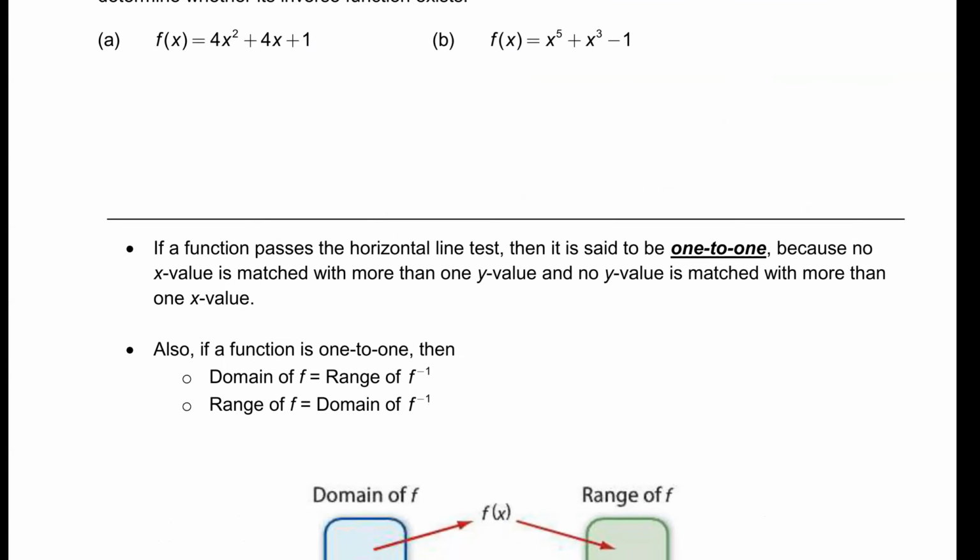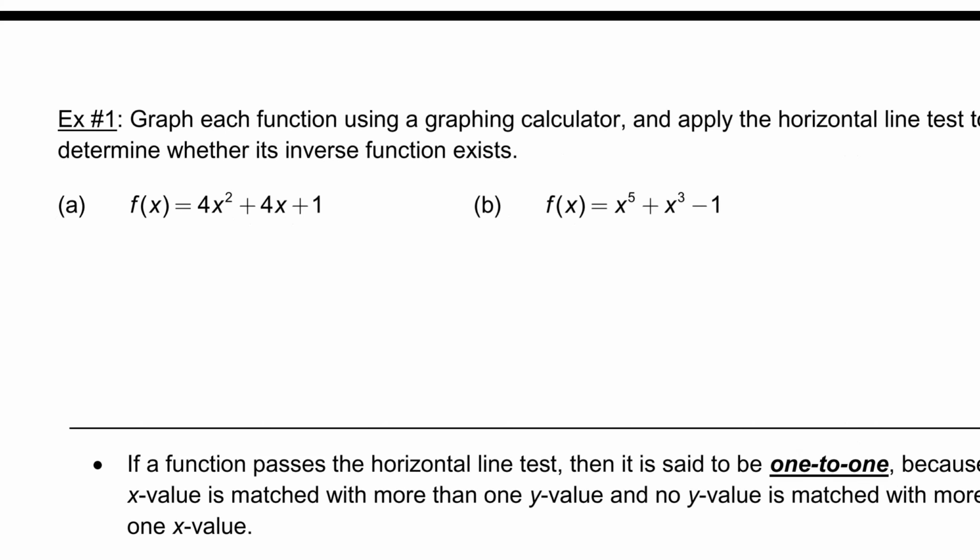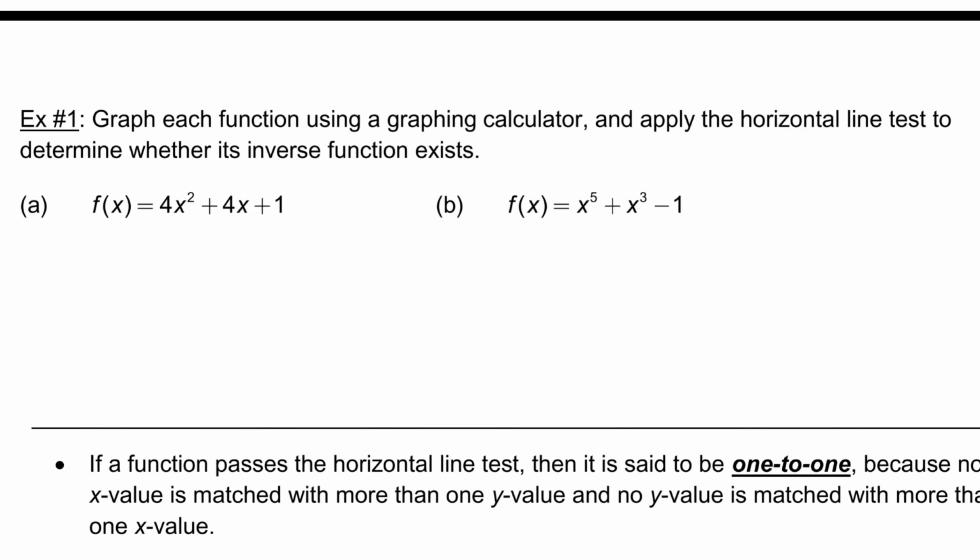Okay, so we can go through an example first. Graph each function using a graphing calculator. Apply the horizontal line test to determine whether its function exists. Perfect. Do we know what this looks like with our calculator?